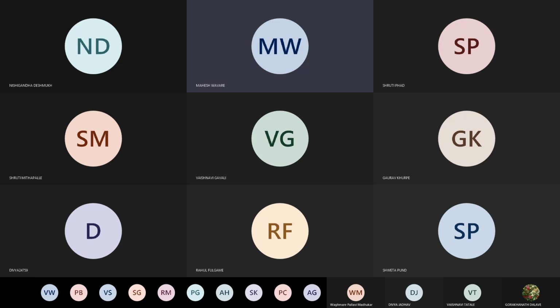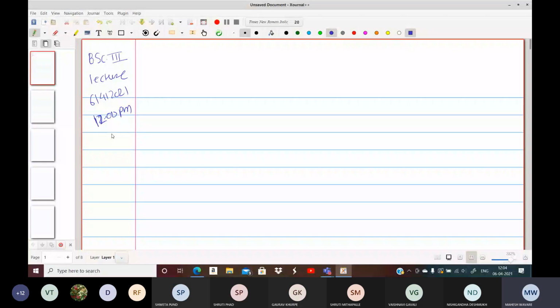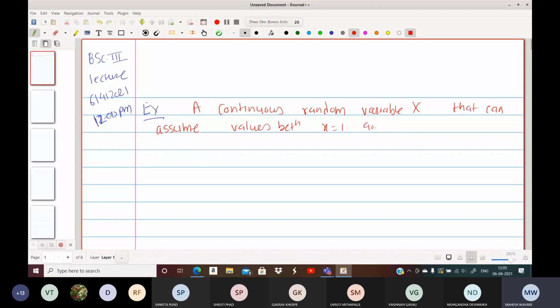Okay, we'll have an exercise example on continuous probability distribution. A continuous random variable x that can assume values between x equal to 1 and x equal to 3.